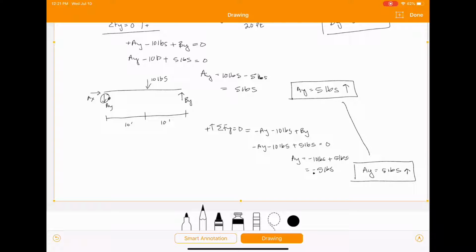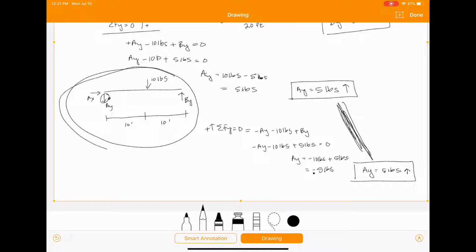Again, we get the same answer either way. So that just tells us it doesn't matter how we draw our picture up here. It just matters that we identify it in our answers what direction it's going. Again, you see we get the same answer either way, but that's just what this negative here means and the positive here means.